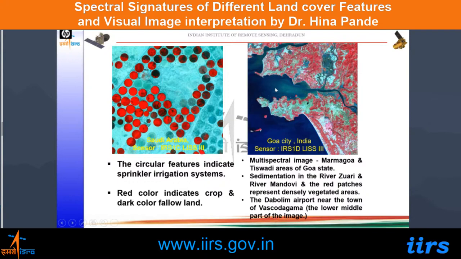Similarly here, suspended material, sand near the coast. As you go deeper into the sea, it becomes darker. So as depth increases, the signature of water on the image will be dark, and it indicates that we are using the infrared band. Now, when you come here near the coast, you see a lot of suspended material.